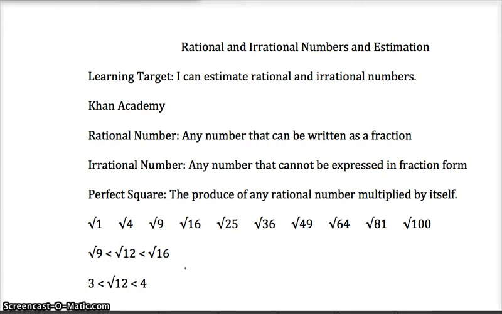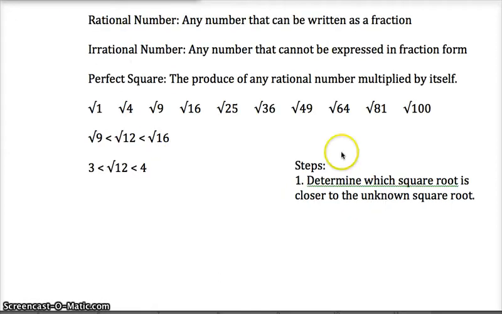Well, our first step, I will write over here, is to determine which square root is closer to the unknown square root. Let me tell you what I mean by that. That's referring to back up here, where you've got two square roots, and the square root of 12 is the unknown square root. So it's asking you, is 12 closer to 9 or is 12 closer to 16? Well, if we do 12 take away 9, we know that that's 3. And then if we do 16 take away 12, we know that that's 4.